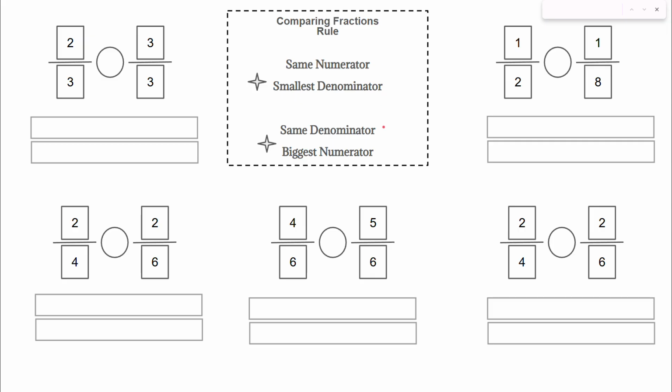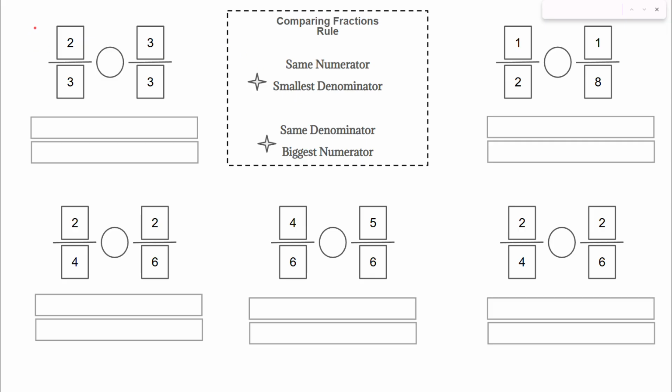our two basic rules today are: if you have the same numerator, then you will look at the denominator and you will choose the smallest one. If we're looking at the same denominator, then we are going to choose the fraction with the biggest numerator. I'm going to explain a little bit more about how that looks.